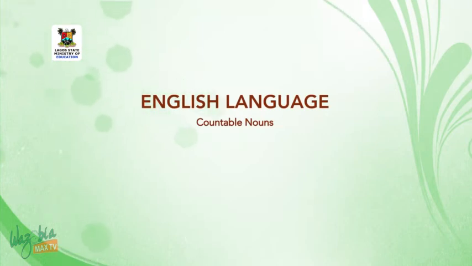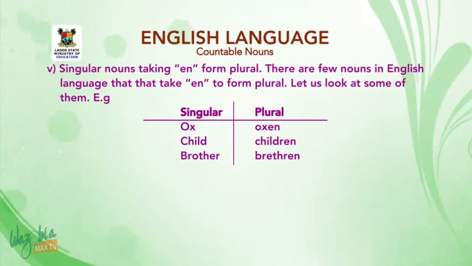Welcome back. Five, singular nouns taking EN to form plural. There are few nouns in English language that take EN to form plural. Let us look at some of them. E.g., ox, oxen, child, children, brother, brethren.